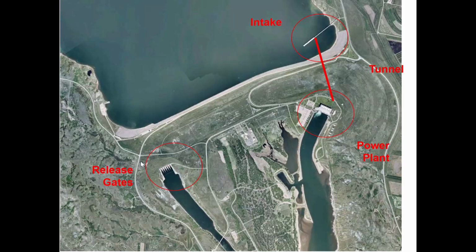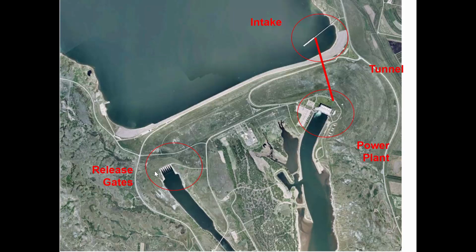There are also some secondary release gates, and the need for these arises because the Army Corps of Engineers can't control how much it rains in the watershed upstream of this dam. And so they have a certain amount of water that can flow through this pipe and a certain amount of water that can pass through the power plant. But they envisioned the possibility that there could be unusually wet weather upstream of this dam, and they may need the ability to discharge even more water through these release gates.